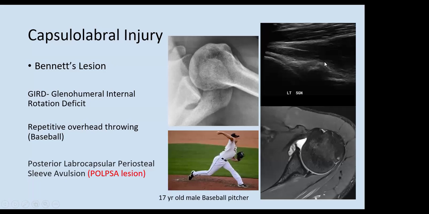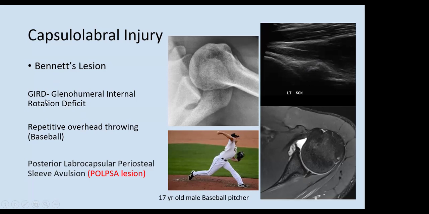And you can see that calcification as well on the ultrasound scan. This is the spinoglenoid notch, which is here. You can see this calcification in the posterior labrum. You can see this calcification or low signal change in the labrum with the labral tear. As you said, this is an MRI arthrogram. So this is a baseball Bennett lesion.